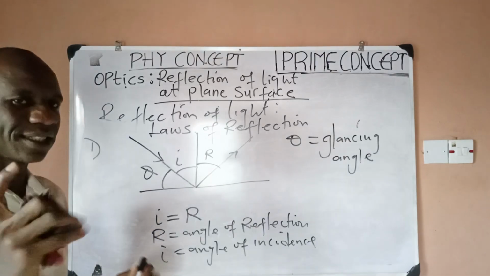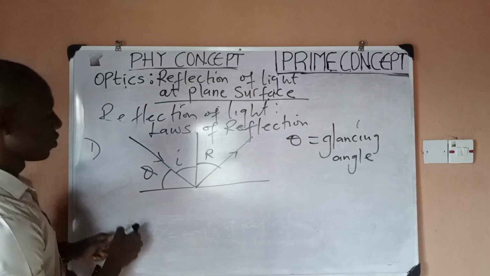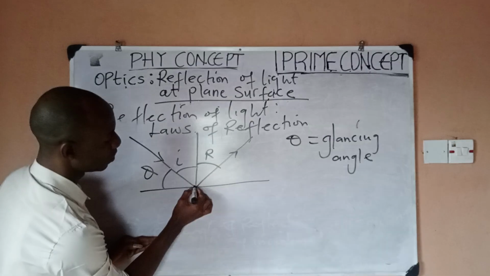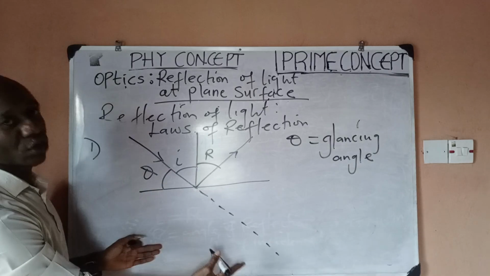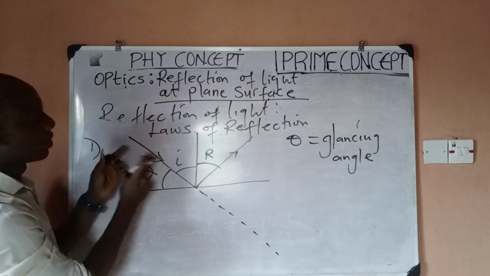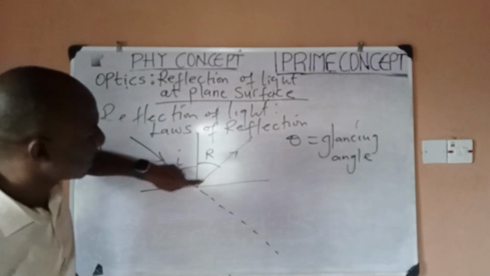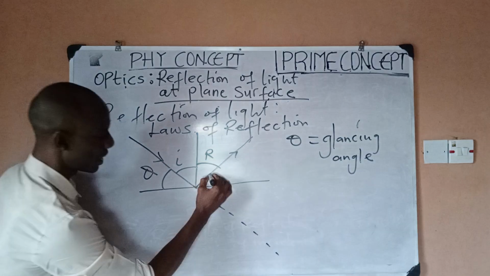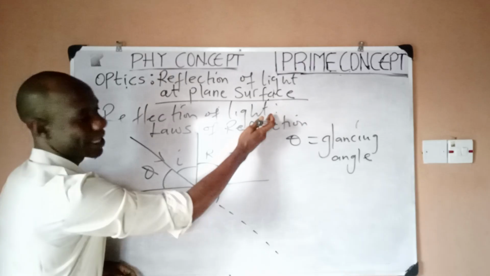Then another angle that is very important for us to note is this. If I decide to continue this incident ray, it travels into the second medium, and the direction it is supposed to take is to travel straight like this. If this medium and this medium are the same, when it enters here, it will still travel straight. But because of reflection, a good part of it is now coming back to the same surface. So there is an angle between the path that light is supposed to travel and the reflected ray.